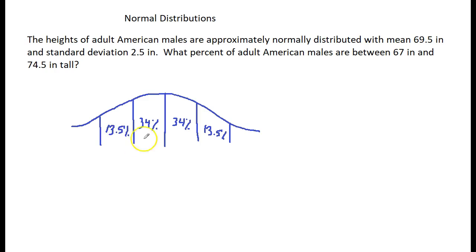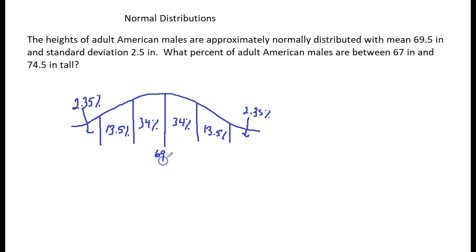Okay, and then last we have, and I'm just going to use an arrow, 2.35% would be another standard deviation out. So a third standard deviation out, 2.35%, and this is 2.35%. Now our mean is 69.5.